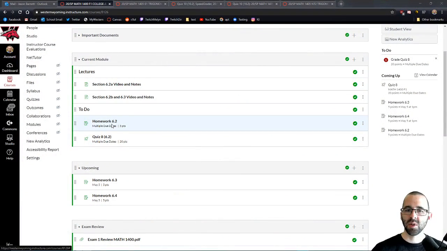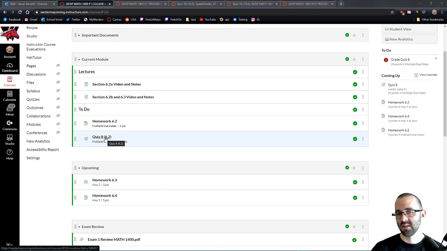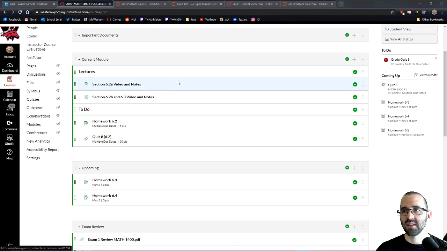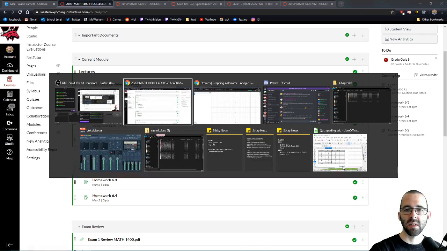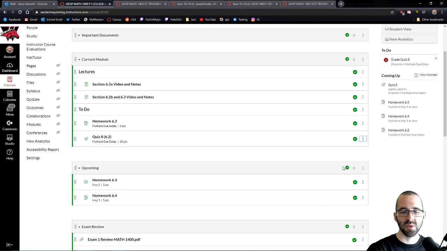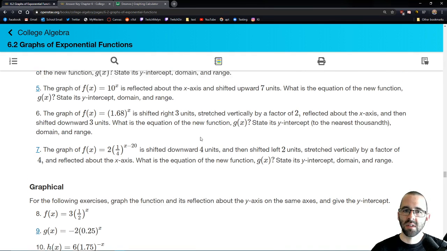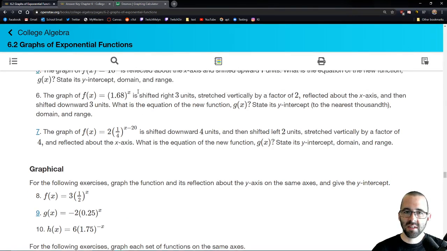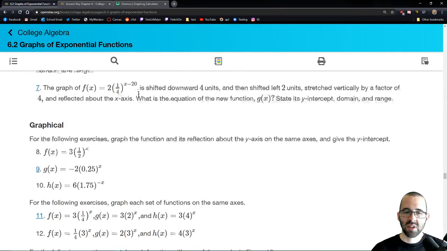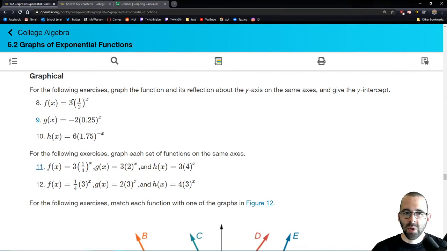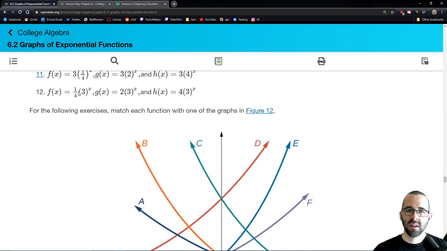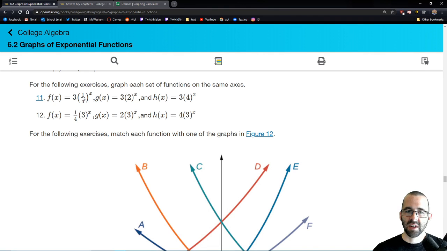Okay, so today homework 6.2 is due. Quiz, it's on 6.2. And 6.2 was graphs of exponential equations. So one of the big things for graphing, remember, was remembering what exponential equations look like, where this is our starting value, 3, and this is our growth or decay rate. So it's a decay rate right here. You can just make a table for all this stuff.